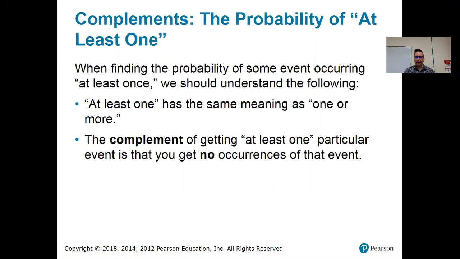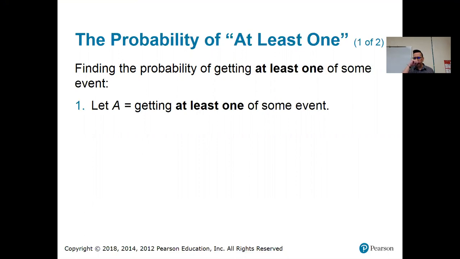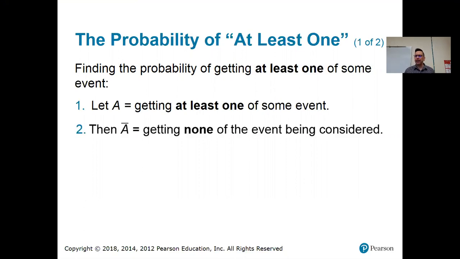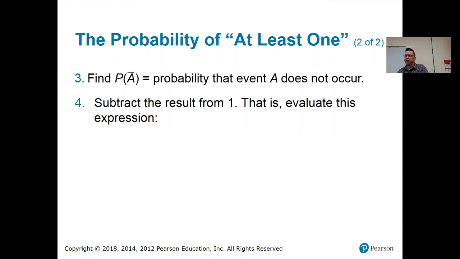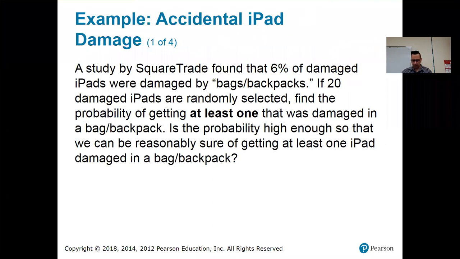All right, so let's go with that. Finding the probability of getting at least one of some event. So start by saying A is the event getting at least one, which means that A complement is the event getting none of those outcomes. I kind of wish they didn't use the word event here; I would prefer outcome. Anyway, A is the event getting at least one outcome. A complement means you get none of that outcome. Then we're going to find the probability that event A does not occur, which means the probability that you get none of that particular outcome, and then subtract that answer from 1. This is going to give you the probability that that outcome occurs at least once.